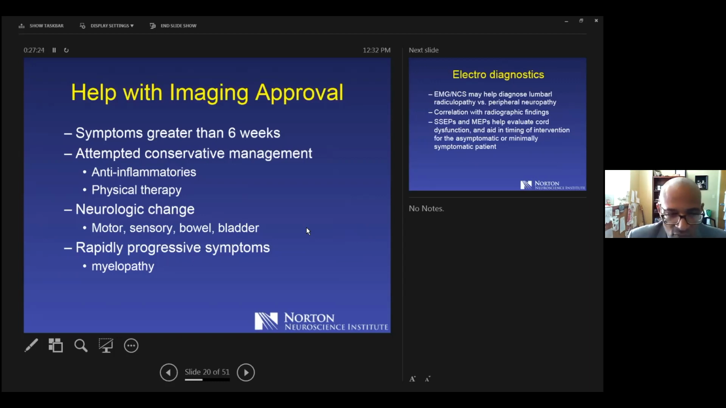And if you see rapidly progressing symptoms like myelopathy, those are a little bit easier to get imaging approved. But again, on those, you really have to document all of this. Just writing, getting an MRI because they have back pain, in my experience, almost always fails.